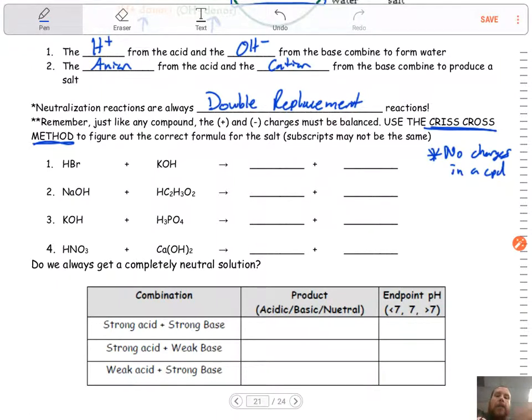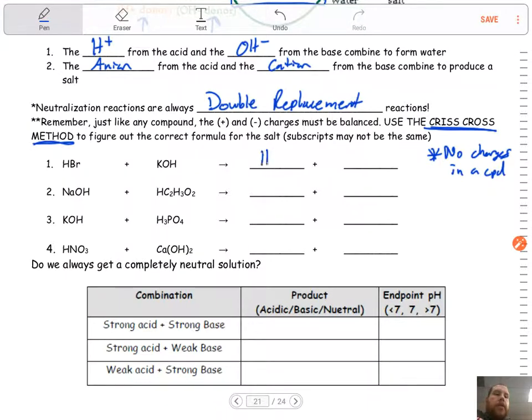So I want you guys to pause the video. You should be able to go through and predict the products for these 4 reactions, no problem. What should you always make sure you do with every single equation? It needs to be balanced. So pause the video, try predicting your products here. It should be pretty straightforward.